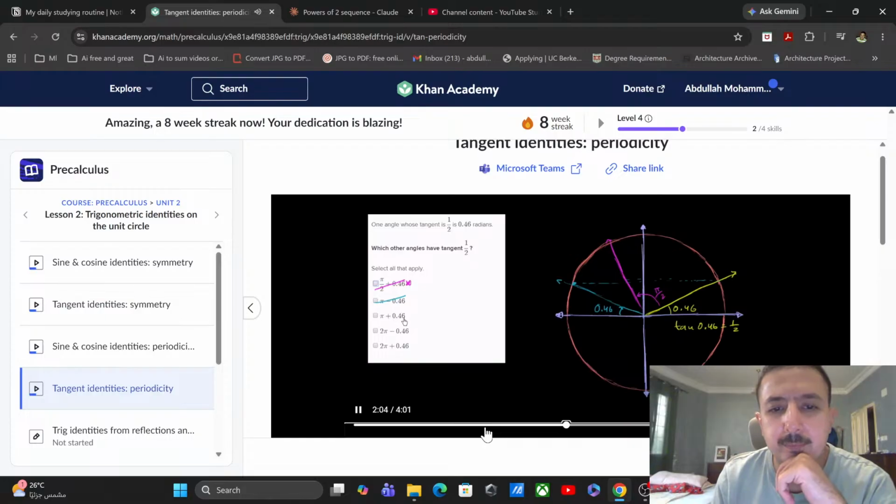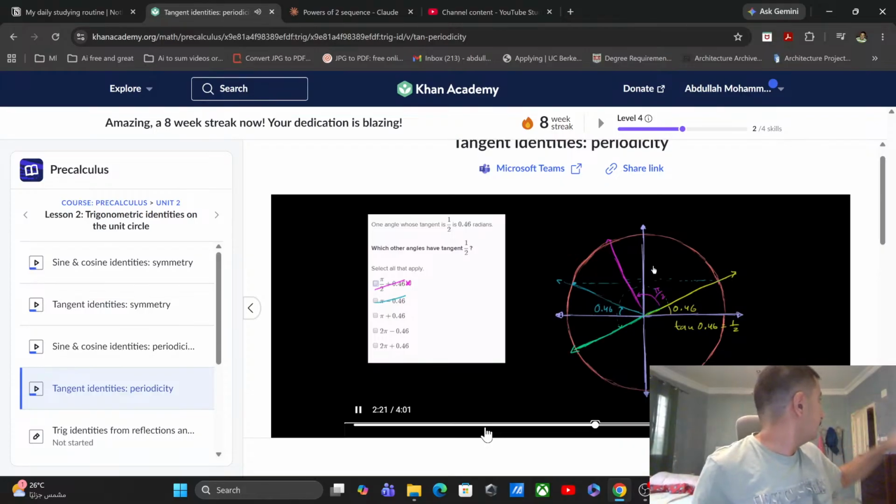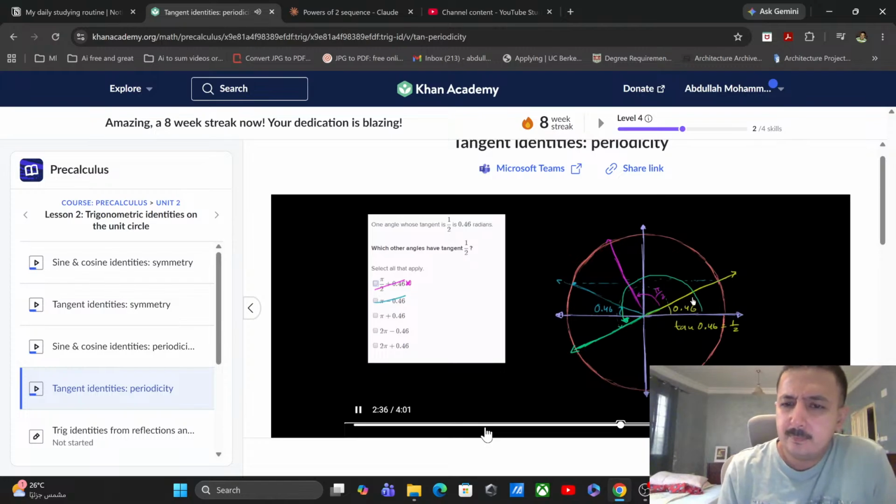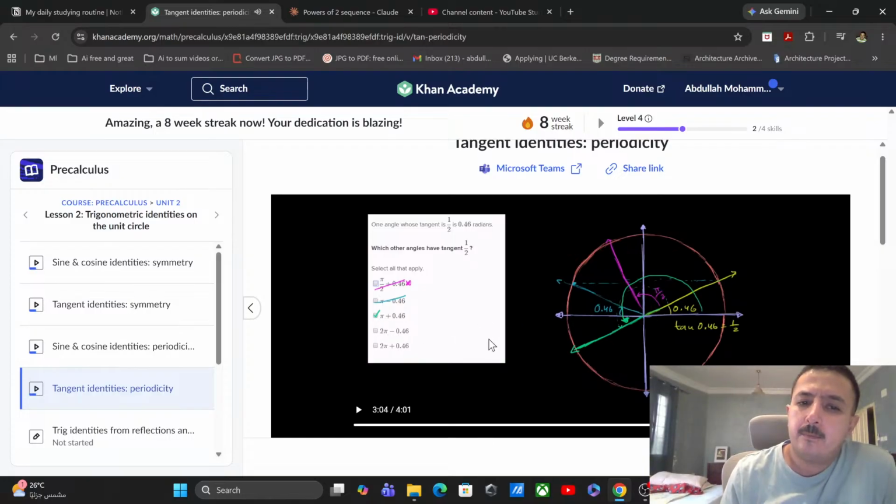0.46 plus pi, or pi plus 0.46. So that's going to be halfway. That is collinear, so that's that angle right over here. So pi plus this is collinear, the same tangent as 0.46. Add pi and look at the symmetries of the other choices. 2 pi minus 0.4. Okay.